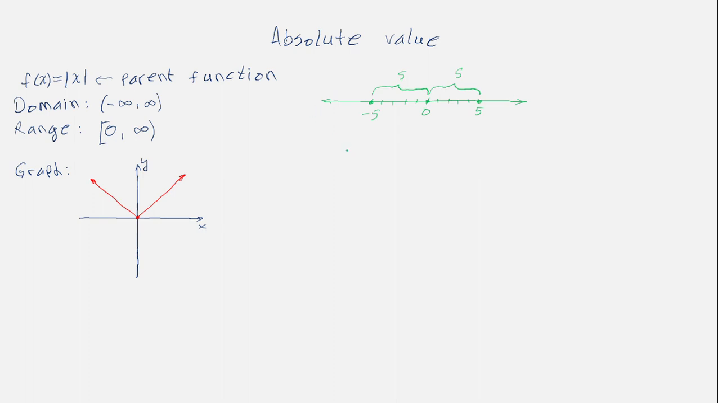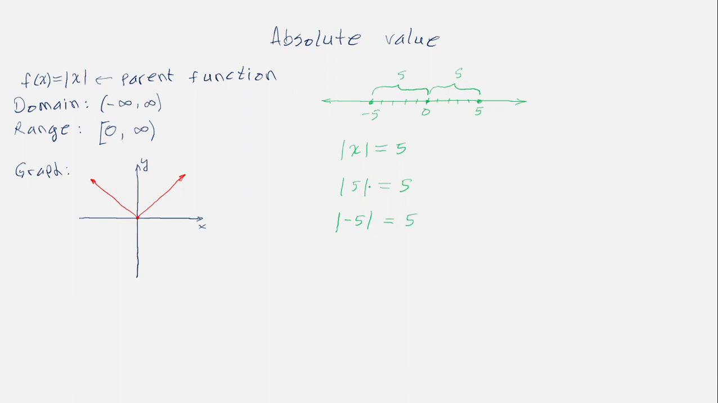So if we have, for example, absolute value of x equal to 5, what will x be equal to? What can we say that x is equal to? Well, as we said right here, it can be negative 5 or 5, which means this. Absolute value of 5 means distance from 0 to 5 is 5. Absolute value of negative 5 means distance from 0 to negative 5 is also 5.